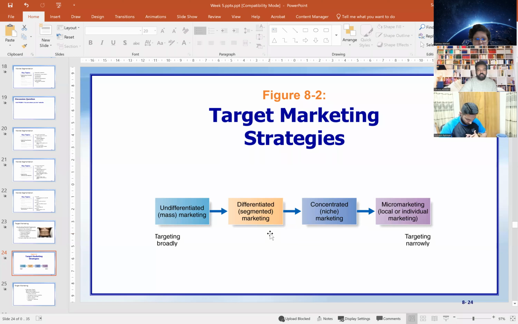So target marketing strategies: targeting broadly or targeting narrowly. These are two opposite extremes you have to keep in mind. Broadly targeting means undifferentiated marketing, like mass marketing. You are very broadly targeting a specific group.